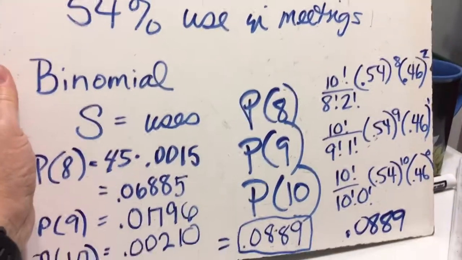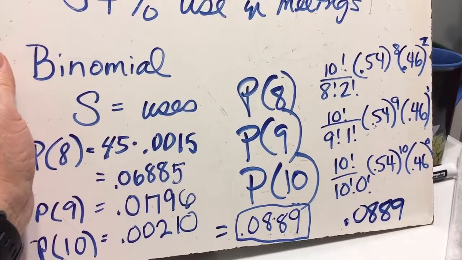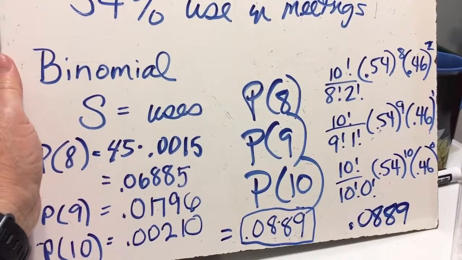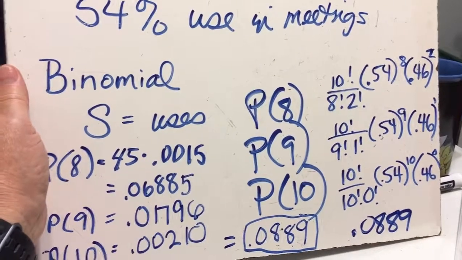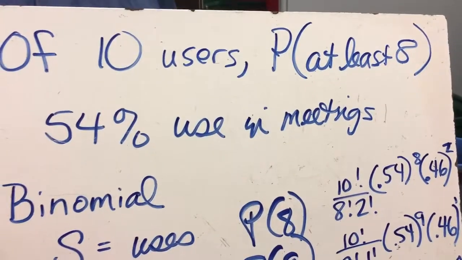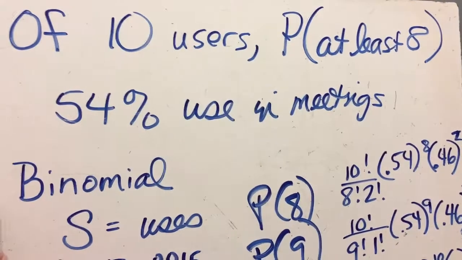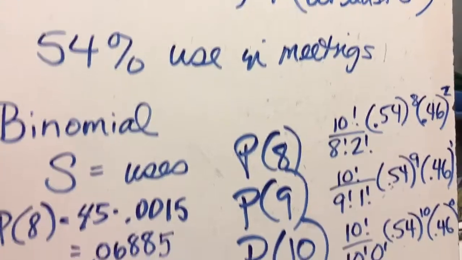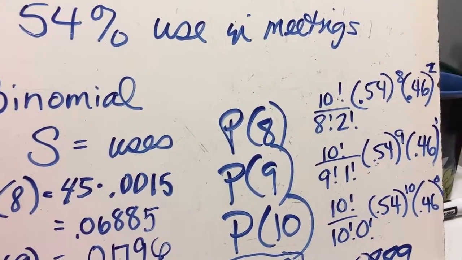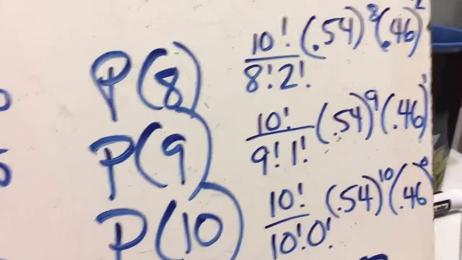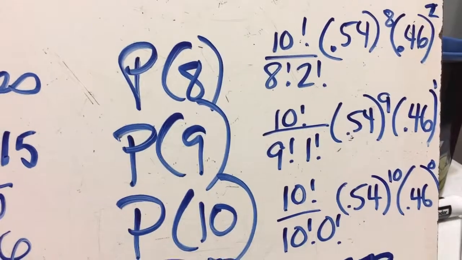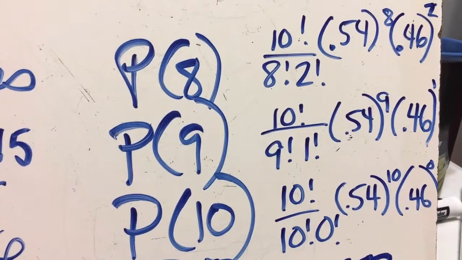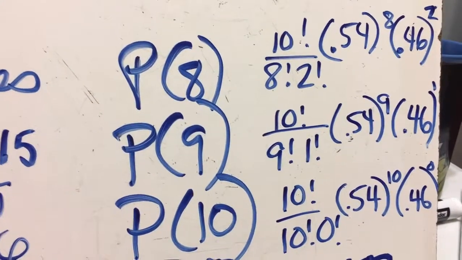So I did it first using the binomial formula, using the probability of 8, the probability of 9, and the probability of 10, which is what it means to have at least 8. We'd have to have all 3 of those probabilities added together. And remember, our binomial probability first has the combination in the front. So I've basically done each one of these here.